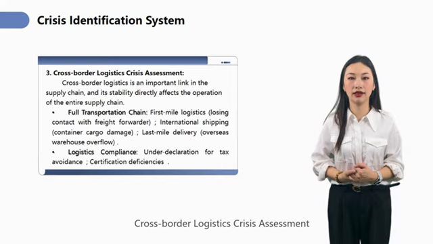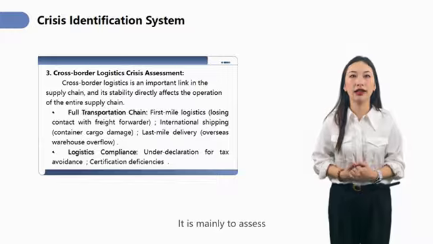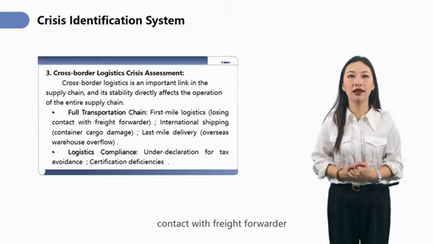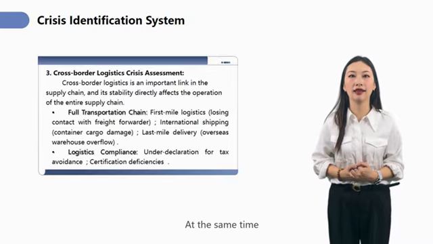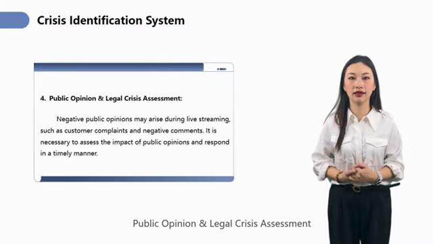Cross-border logistics crisis assessment. Cross-border logistics is an important link in the supply chain, and its stability directly affects the operation of the entire supply chain. It is mainly to assess the full transportation chain. First-mile logistics may involve losing contact with the freight forwarder, container damage during international shipping, and overseas warehouse overflows in the last-mile delivery. At the same time, assess logistics compliance to see if there is any underdeclaration for tax evasion or lack of certification.